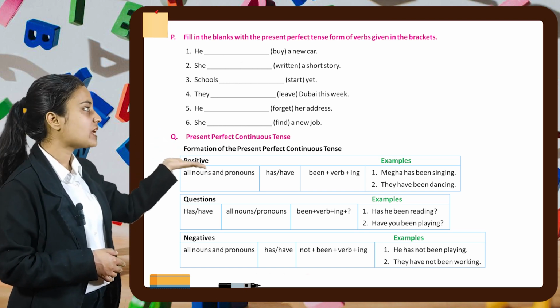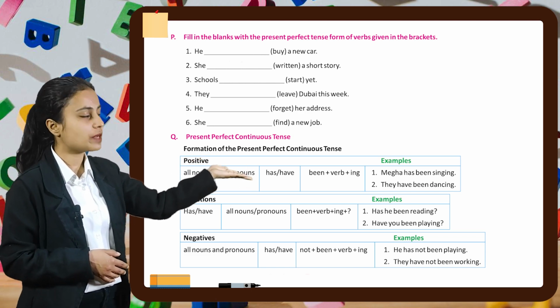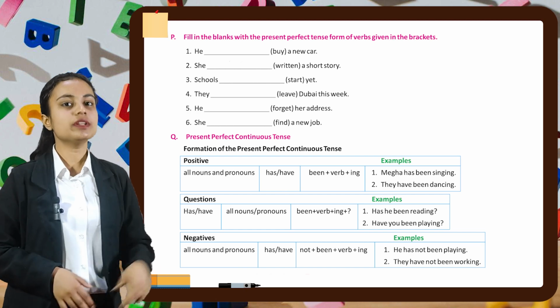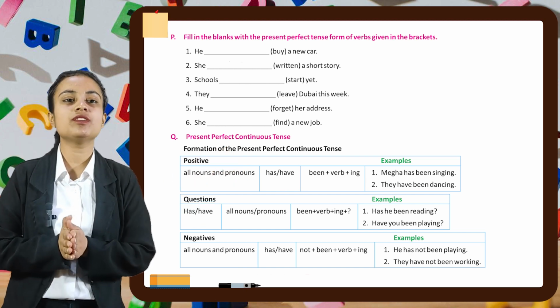Similarly, if we have to form negative type of statements, we start with all nouns and pronouns, then we put has or have, then not plus been plus verb plus ing. For example, he has not been playing. They have not been working.